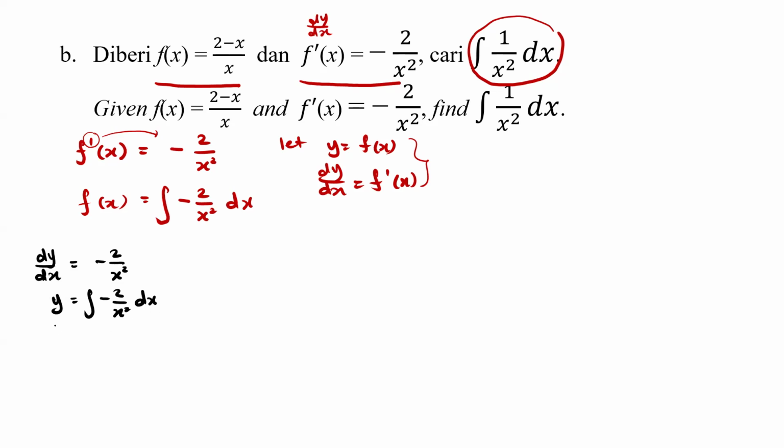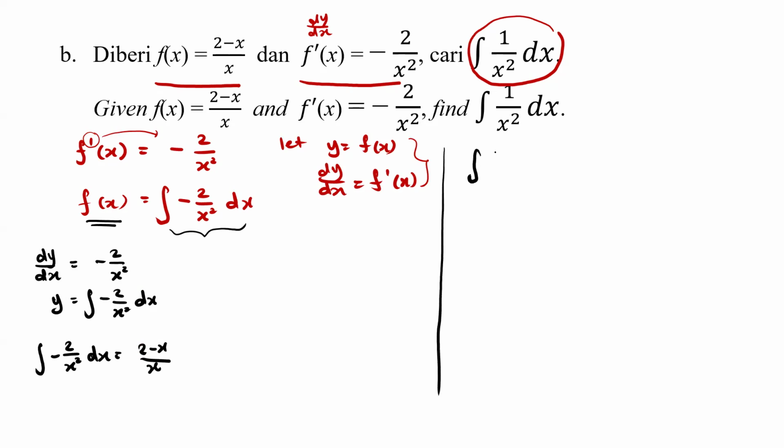And what is y? y is f(x). So we know that the integration of negative 2 over x squared dx equals 2 minus x over x, right? This whole thing, you replace with the f(x) value. Is that okay? Right. Once we have this, now we need to find this one. The integration of 1 over x squared dx.